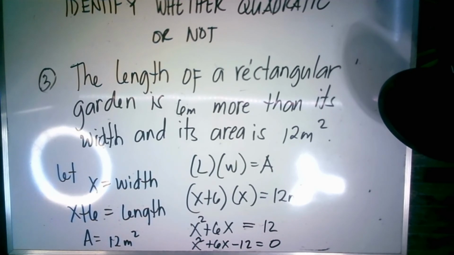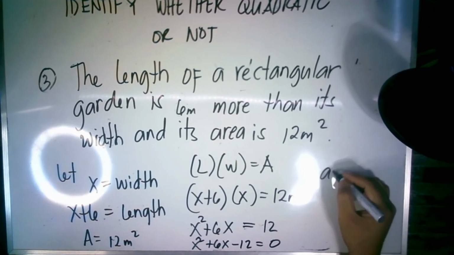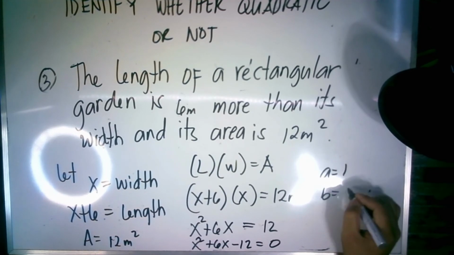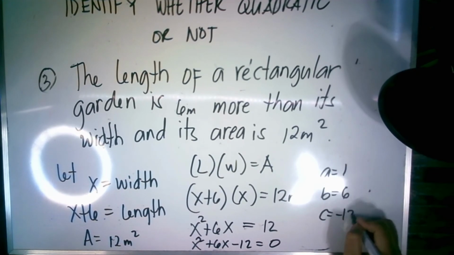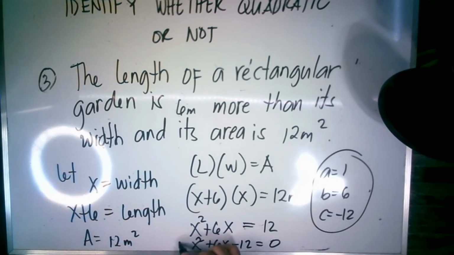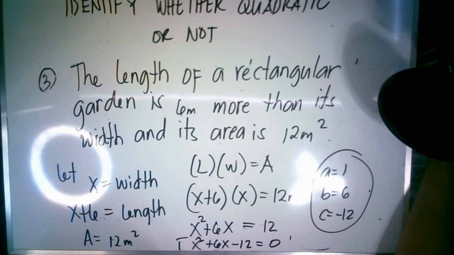So, daghan din naglibog itong mga transpose na ito. Mas dalian magod ito, basta matabok sa pikas na side, ang sign niya mausab. So, ang positive 12, itabok mo sa pikas, may mo siyang negative 12. So, muna niya ang standard form. So, ang iyang A is equals to 1, ang B niya is 6, ang C niya is negative 12. So, klaro kayo nga quadratic siya. God bless!